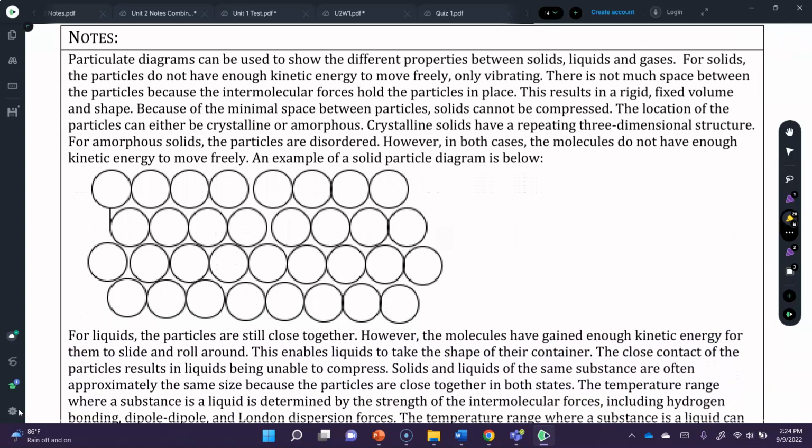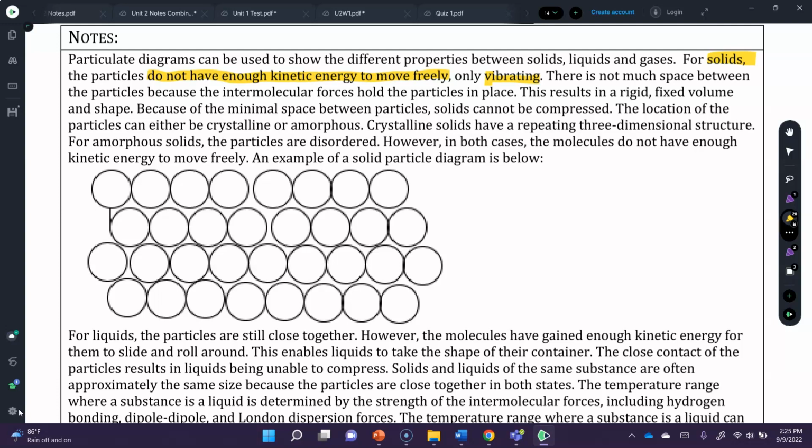So in our notes, a lot of this should be review, but we're going to go back through it just so we have an even playing field for everyone. Particulate diagrams can be used, so that's when we show particles, to show different properties between solids, liquids, and gases. For solids, particles do not have enough kinetic energy to move freely. They are only vibrating, so they sit and fidget in place.